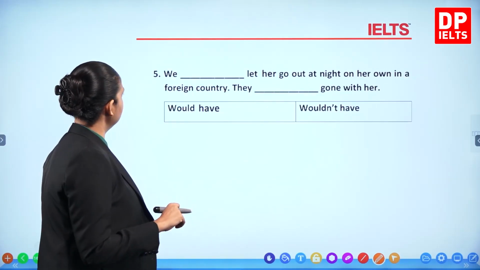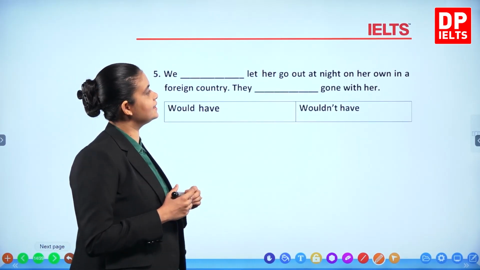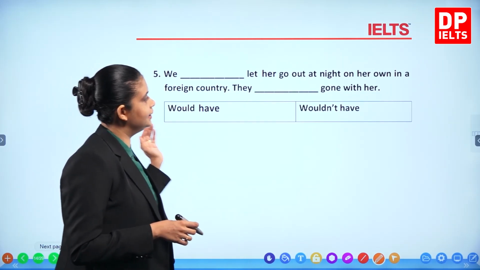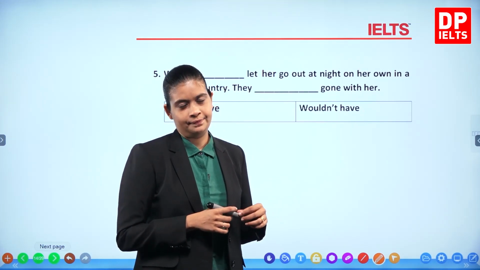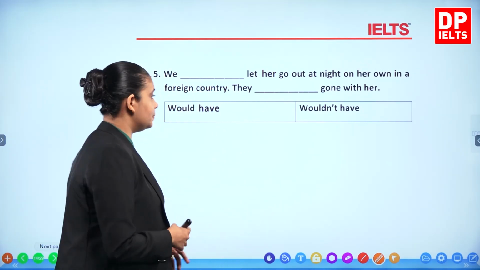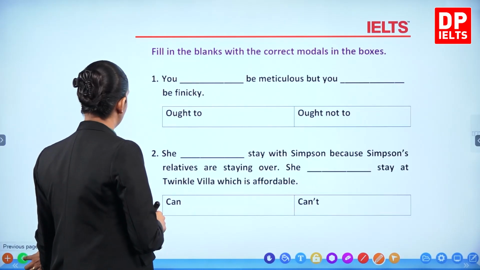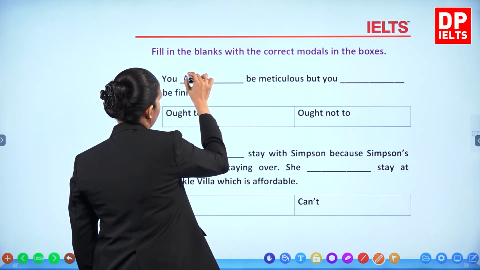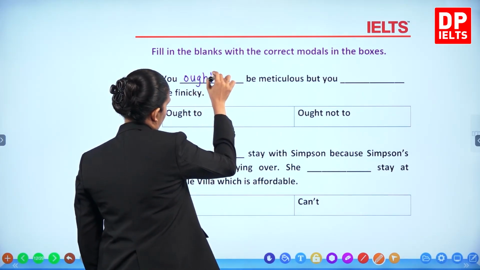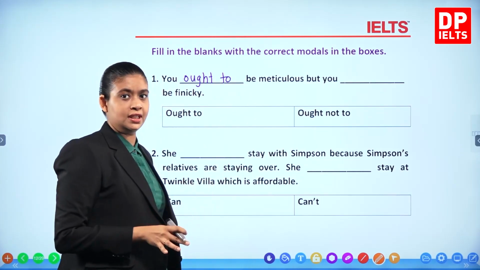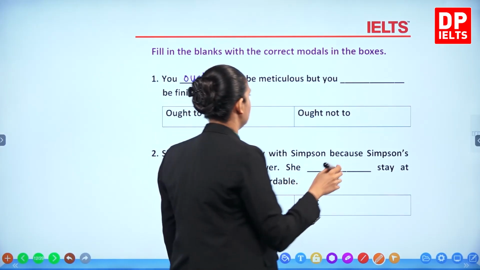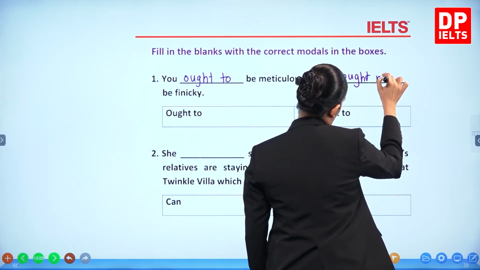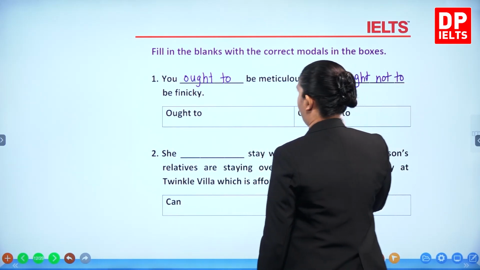Right, moving on. We blank let her go out at night on her own in a foreign country. They blank gone with her. Okay, so I hope you would have completed it. Now, let us have a look at the answers. You ought to be meticulous. That means you should look at every detail, but you shouldn't be really fussy. You ought not to be finicky.